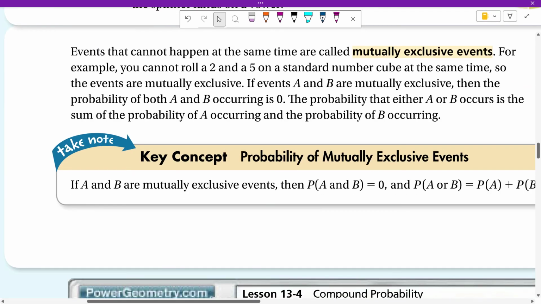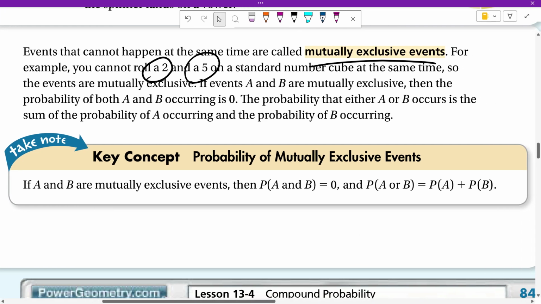Events that cannot happen at the same time are called mutually exclusive events. You cannot roll a 2 and a 5 on a die at the same time. You roll a die, you get either a 2 or a 5. Okay? So if you have mutually exclusive events, then you add them together. And the key word is "or." "Or" is the key word there.